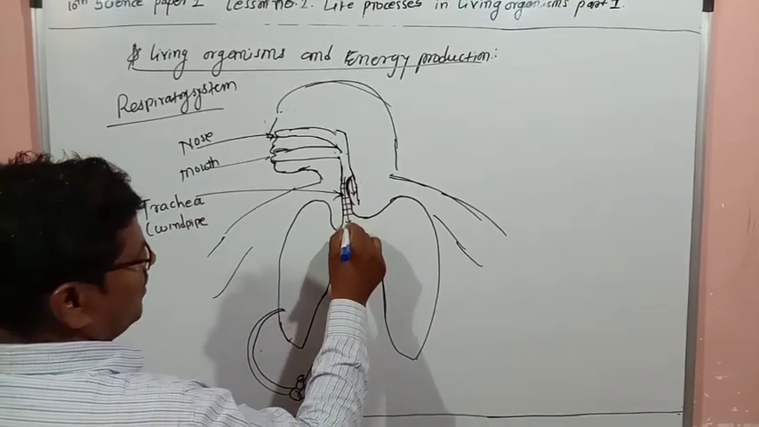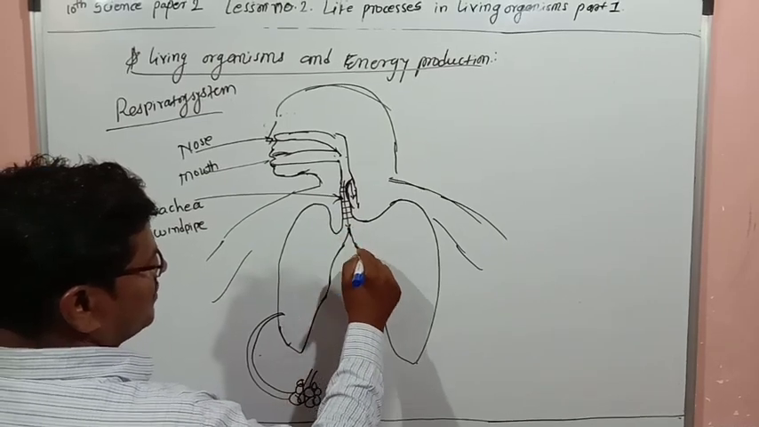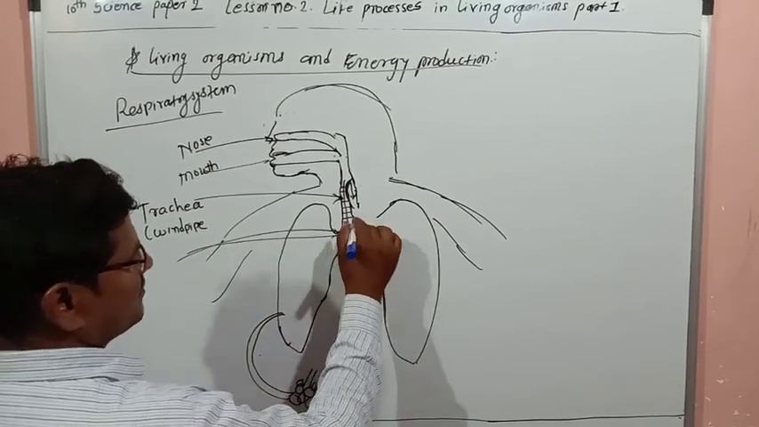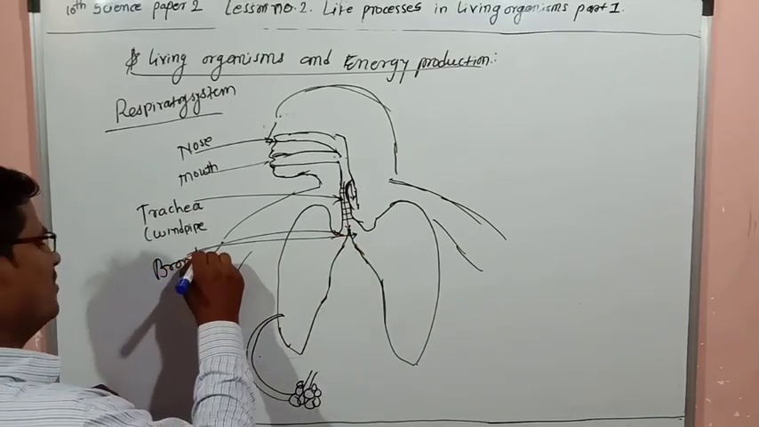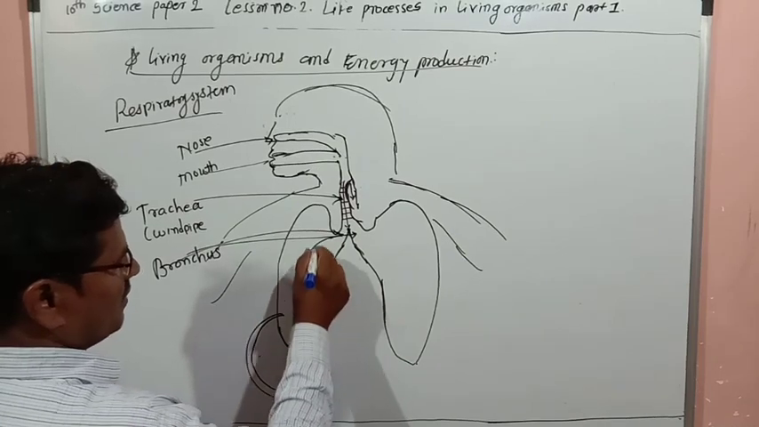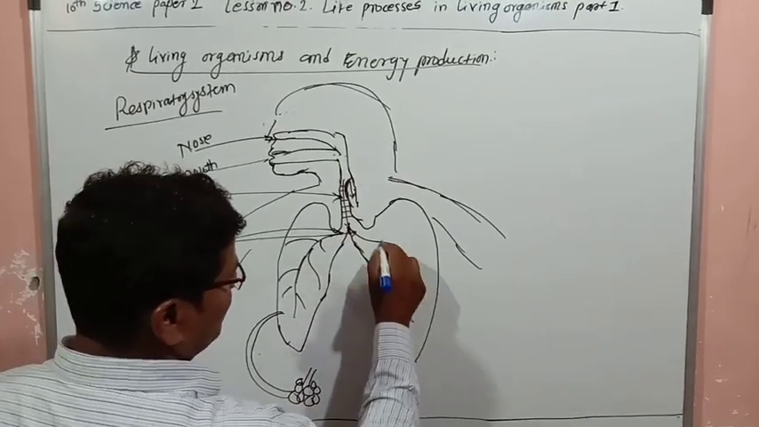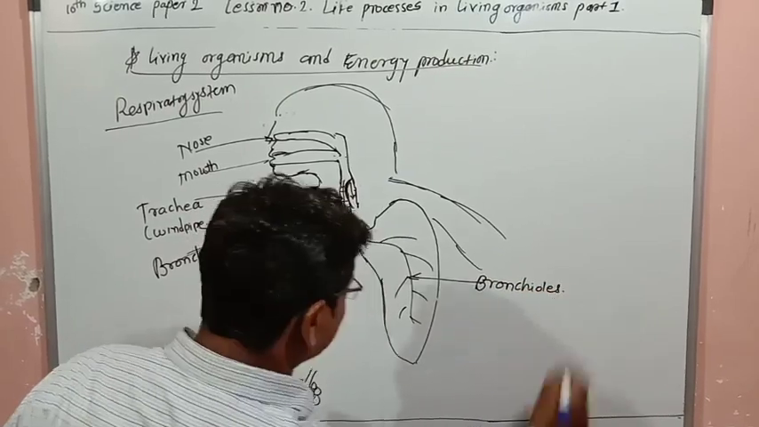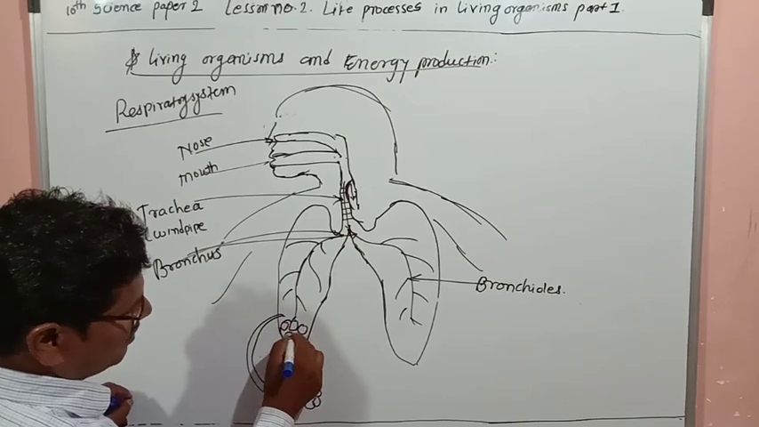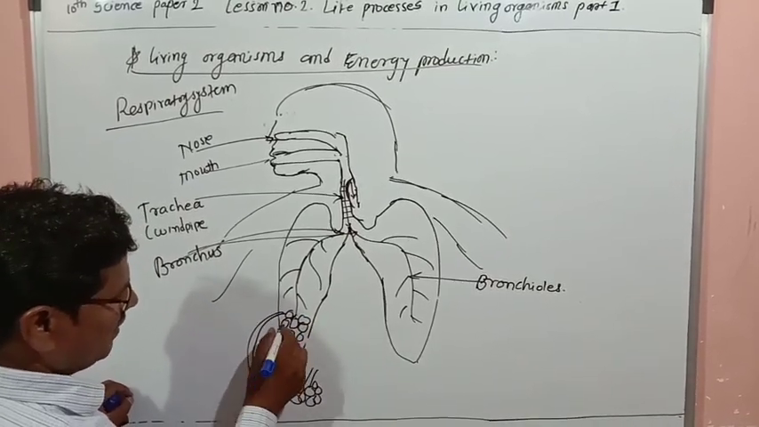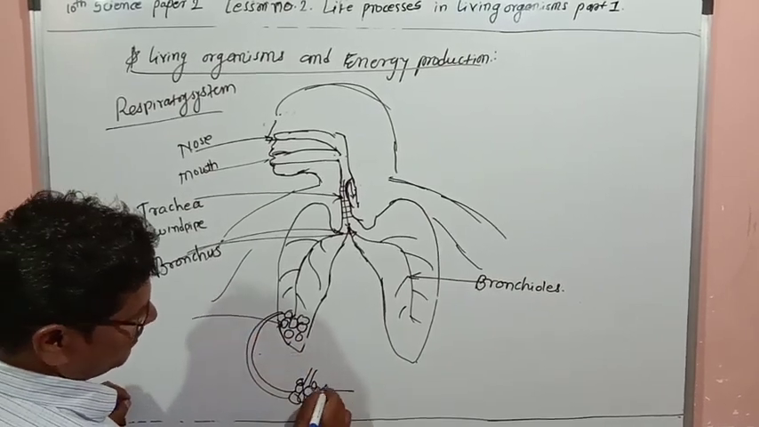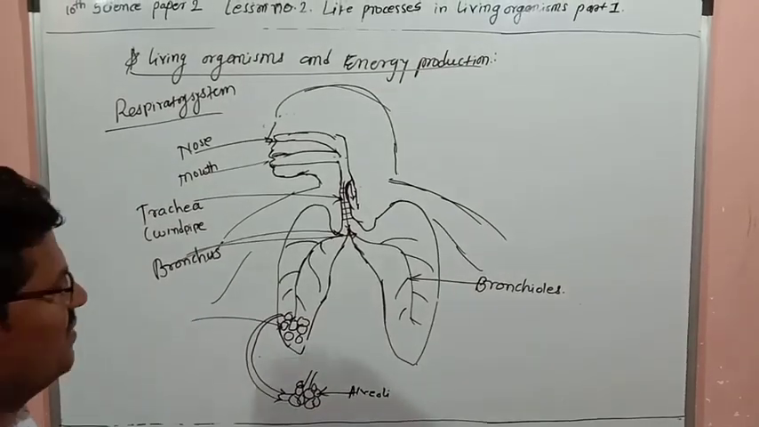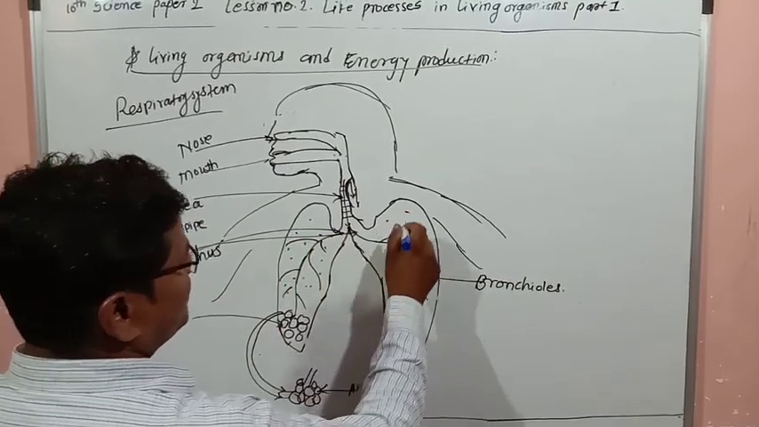After that, the trachea gets divided into two, and these are the bronchi. From these, many small branches arise, and these are called bronchioles. At last, inside the lungs, these two are the lungs, there are small sac-like structures called alveoli, where exchange of gases takes place.